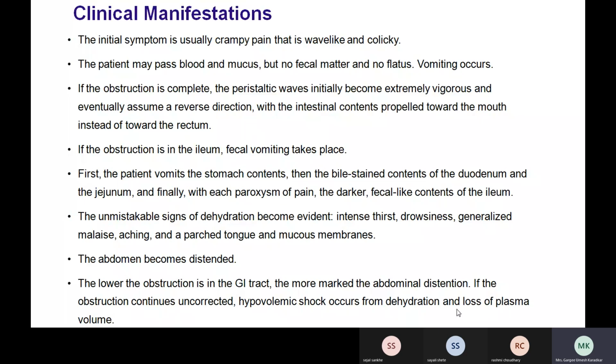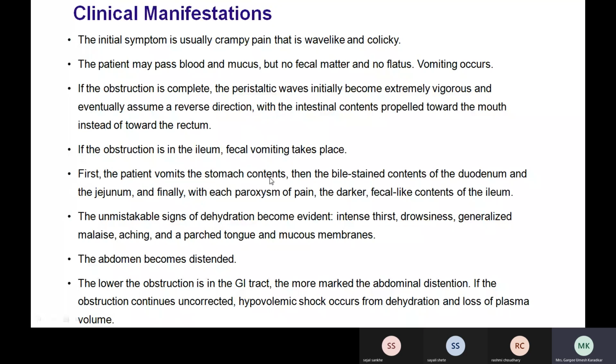So vomiting is seen. And if the obstruction is complete, the peristaltic waves initially become extremely vigorous and eventually assume a reverse direction, with the intestinal contents propelled toward the mouth instead of toward the rectum. If the obstruction is in the ileum, fecal vomiting takes place. The fecal matter is formed, but it doesn't go out from the rectum. It has to come out, so it comes in the form of vomiting.